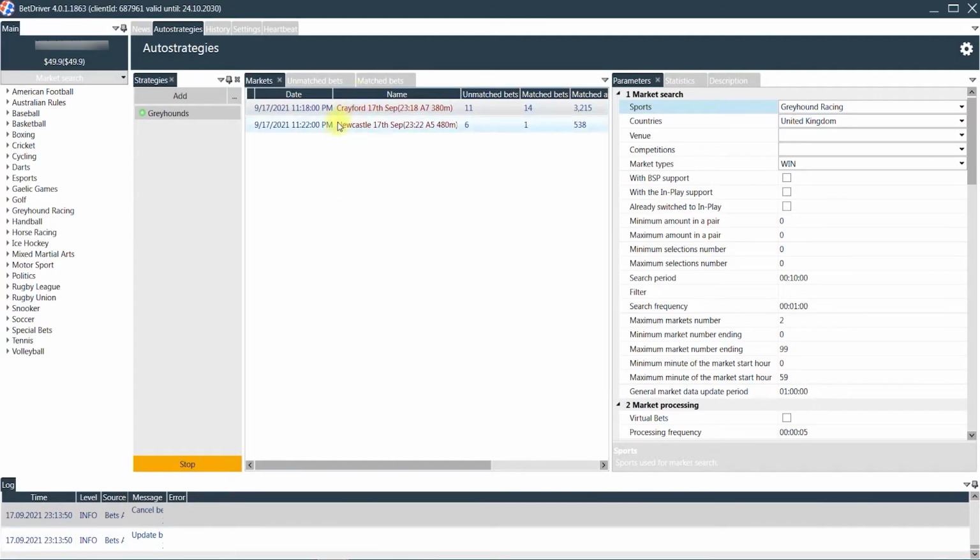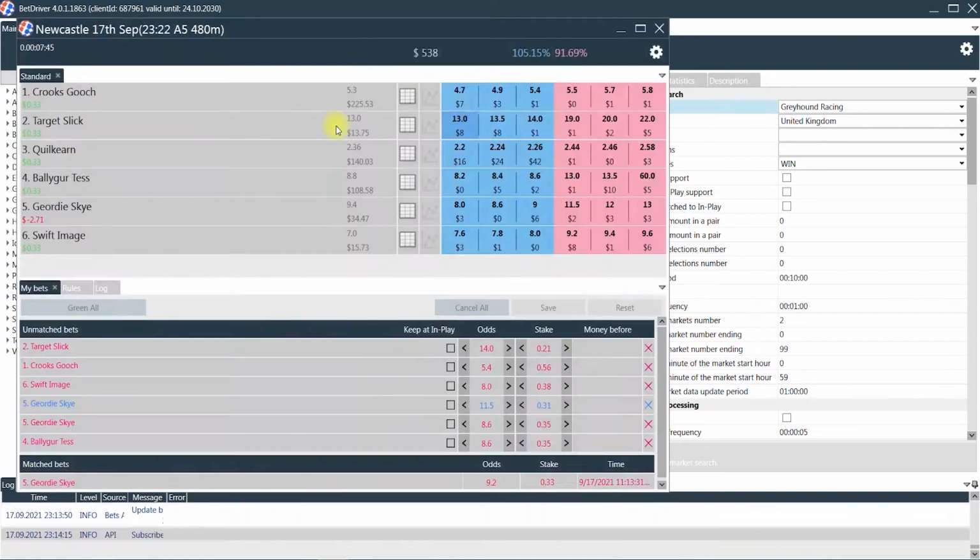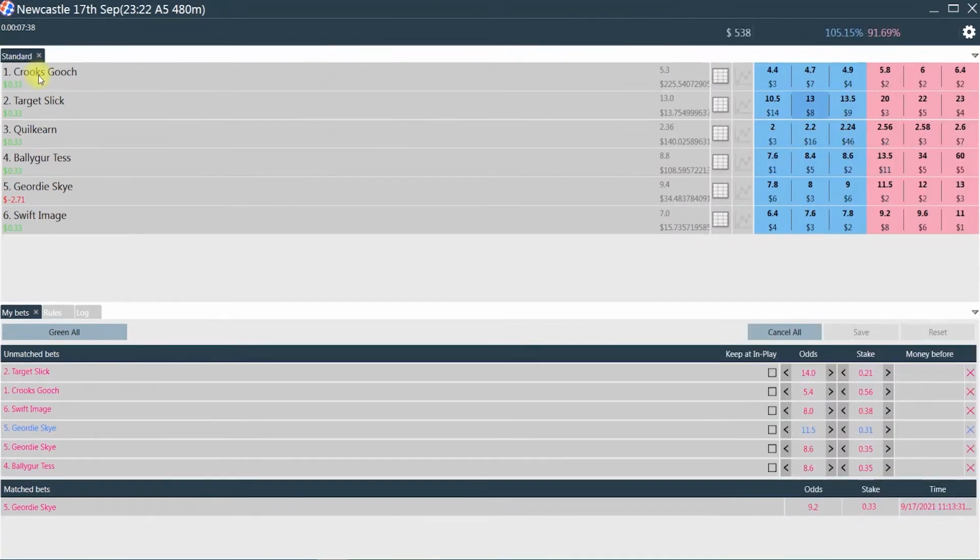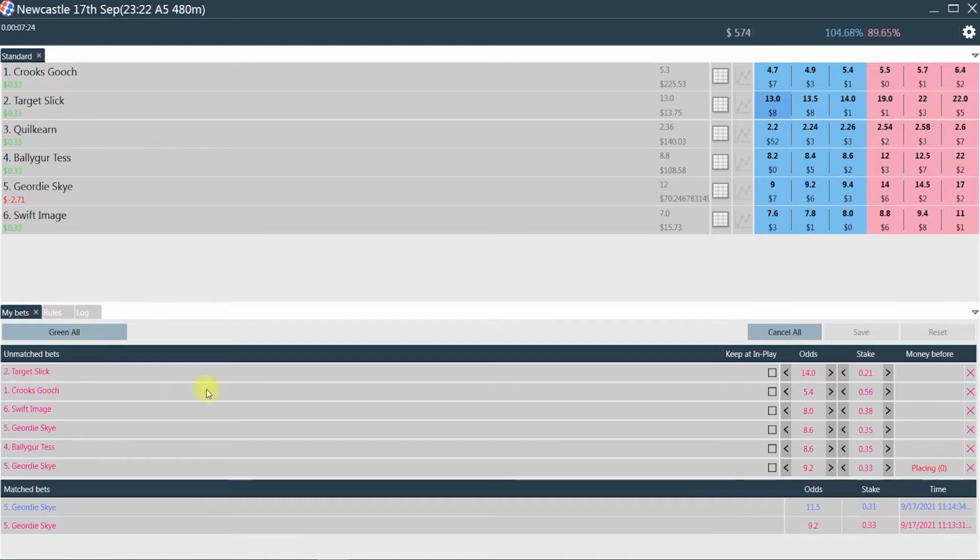A second market has already appeared here, where the program trades. Let's enter it for now. Almost 8 minutes before the start. The program placed multiple lay bets on all selections, except the third. The odds on it is too low. One lay bet on the fifth selection has already been accepted. A back bet on this selection is also accepted.